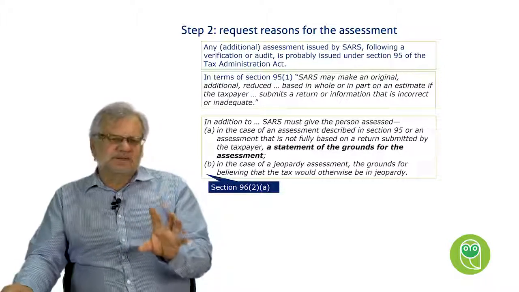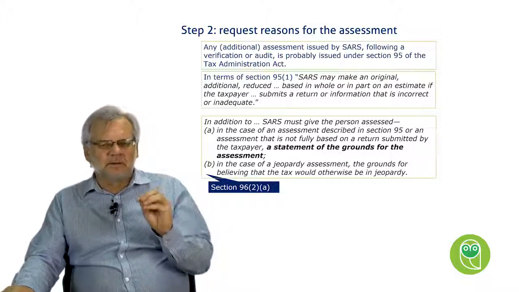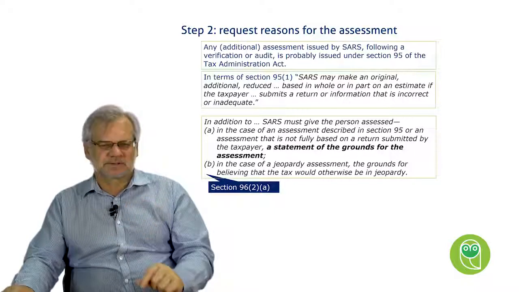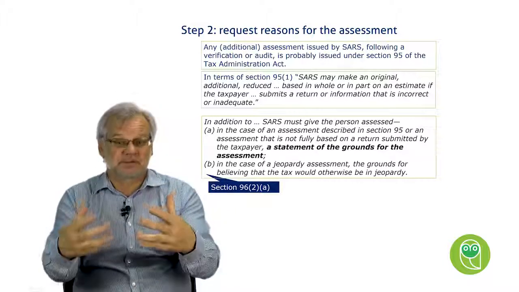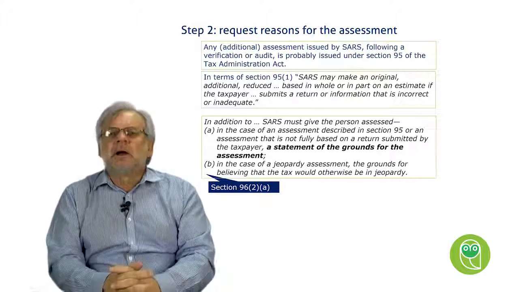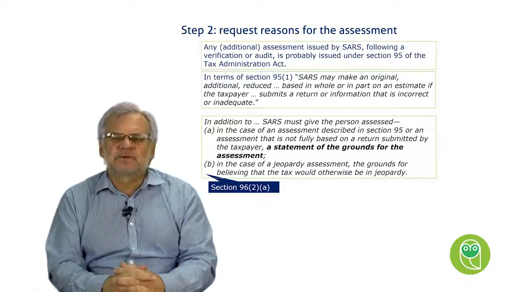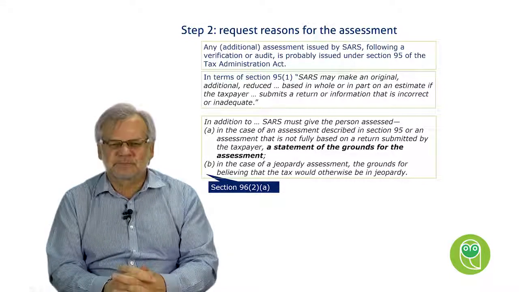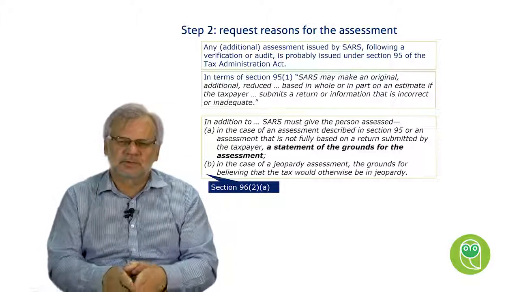Now, section 96 deals with assessments, and it says in addition to that assessment, SARS must give the person assessed in respect of this estimated assessment. Section 95 deals with estimated assessments. Must give, if it's not fully based on the return submitted by the taxpayer, a statement of grounds for the assessment. Okay, so let me repeat that because I find this is very important to understand.